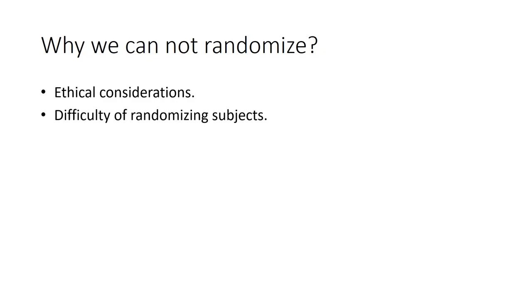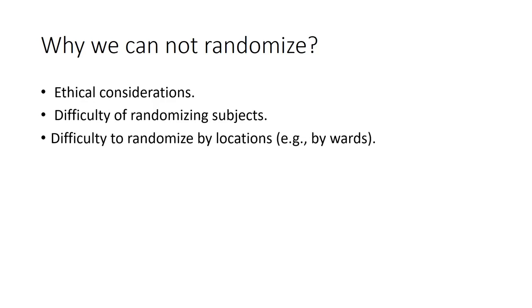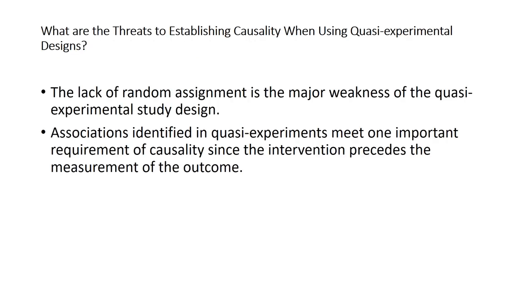Now, why can't we do randomization? Why sometimes can't we do random assignment for the intervention? Ethical consideration. For example, you want to implement a new policy in the hospital. It's unethical to start this policy just for one ward in the hospital and not do it for the other wards. This is unethical. Difficulty of randomizing subjects. It's very hard to randomize, difficult to randomize by location, by wards, as we said before, and small available sample size. We can't obtain sufficient power by random assignment.